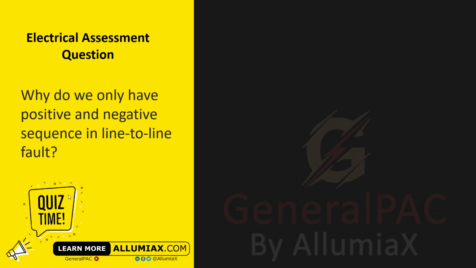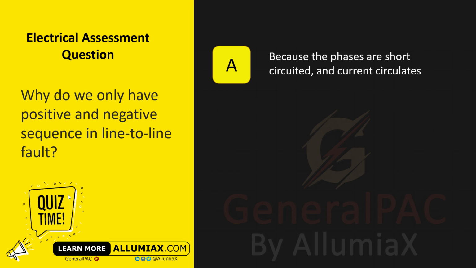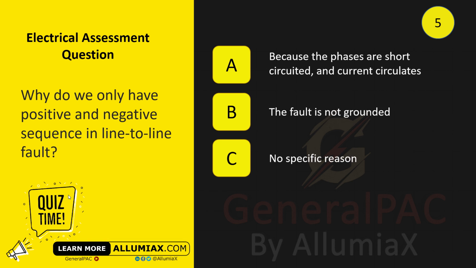Why do we only have positive and negative sequence in line-to-line fault? A. Because the phases are short-circuited and current circulates. B. The fault is not grounded. C. No specific reason.